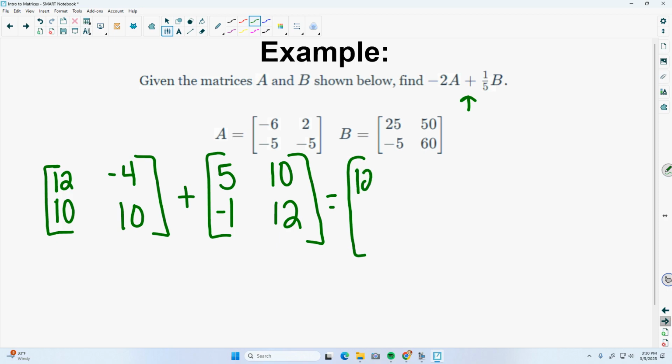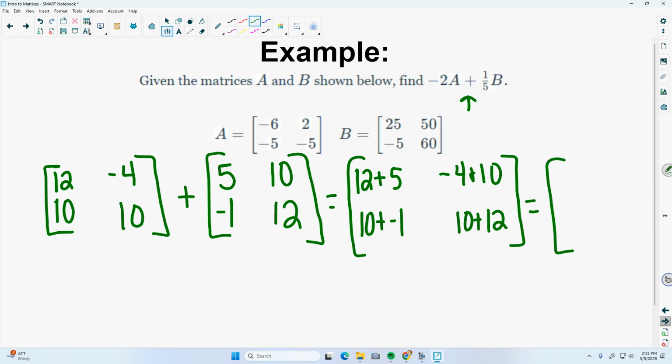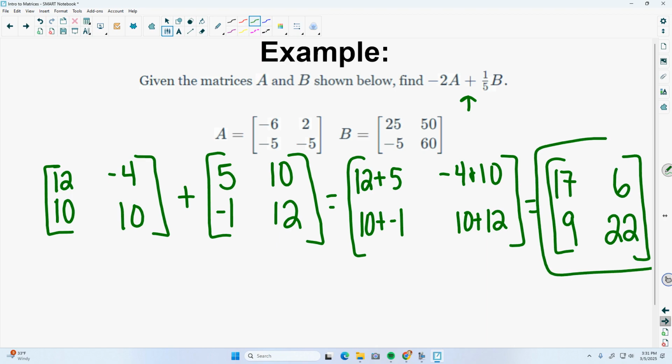We can do it all at once in our head, or we can go ahead and show our work, never a bad idea, to see where we got these values from. To end in our 2x2 matrix of 17, 6, 9, and 22. Double check yourself, double check me real fast. Looks like that is checking out.